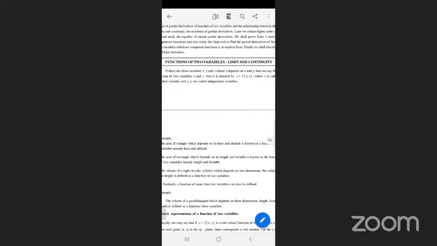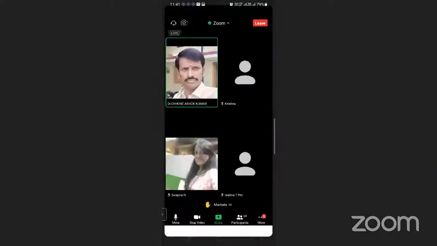But whenever, listen carefully, the independent variables are more than one, that is, the dependent variable is only one but the independent variables are more than one, then that kind of derivatives are known as partial derivatives. So a derivative which consists of only one dependent variable, but the independent variables are either one or more, then that derivative is known as a partial derivative.